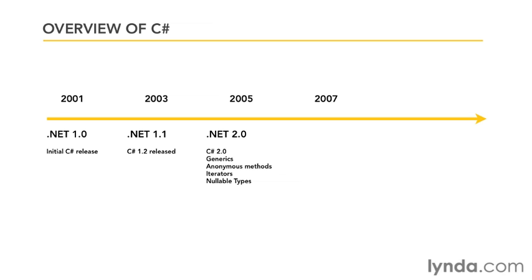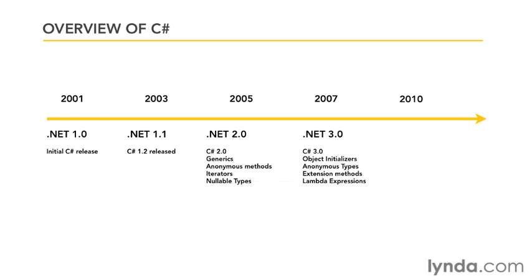In 2007, that was when .NET 3.0 was released, and in .NET 3.0 along came C# 3.0, which introduced concepts such as object initializers, anonymous types, and so on. Again, some of these are advanced, like lambda expressions. We won't be looking at those, but we will be using things like object initializers later on.